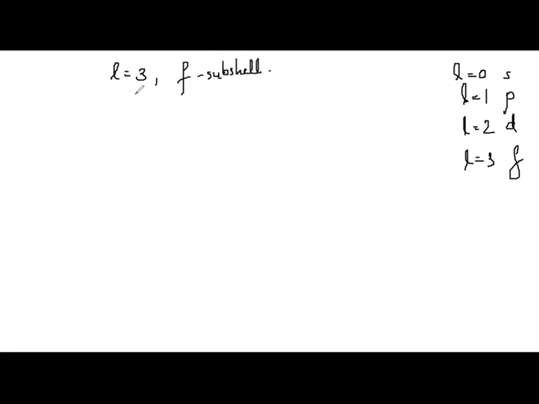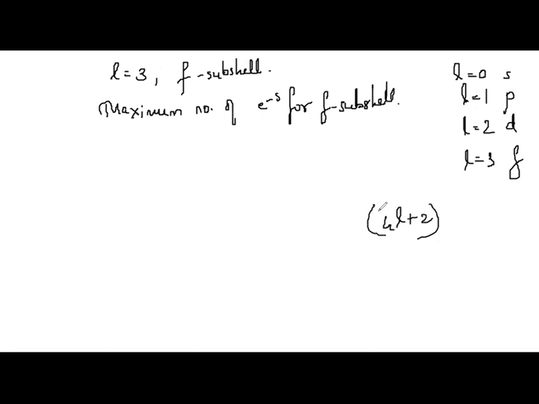Correct? Maximum number of electrons for f subshell. We have discussed this also. It depends on the value of m. How do we say it? 4L plus 2. This is the value, the maximum number of electrons. So that is given by 4 into 3 plus 2, which comes out to 14. You can show it here also.